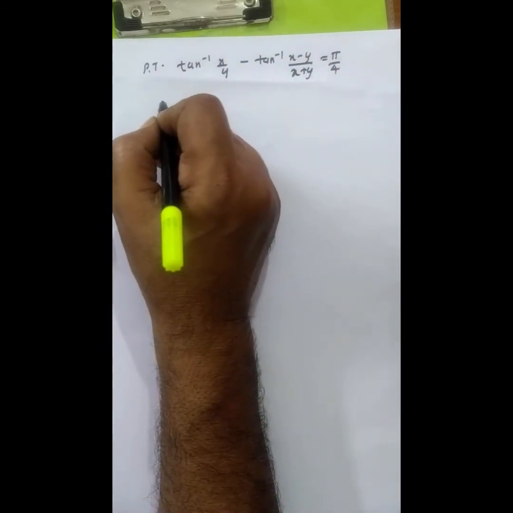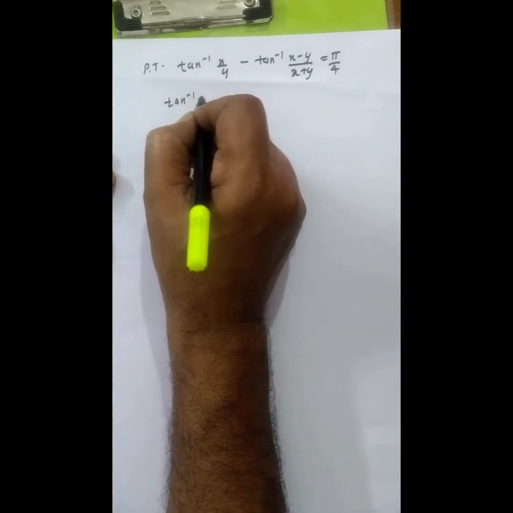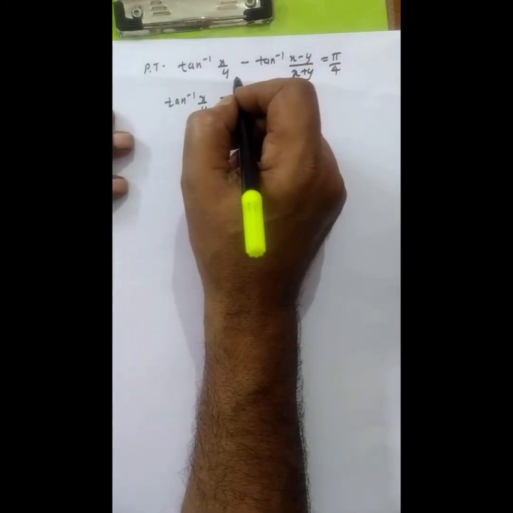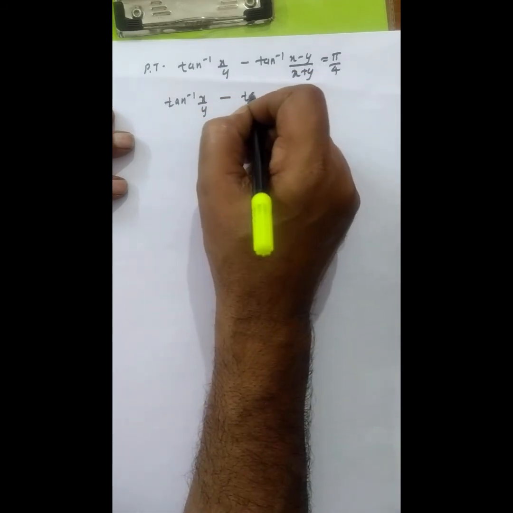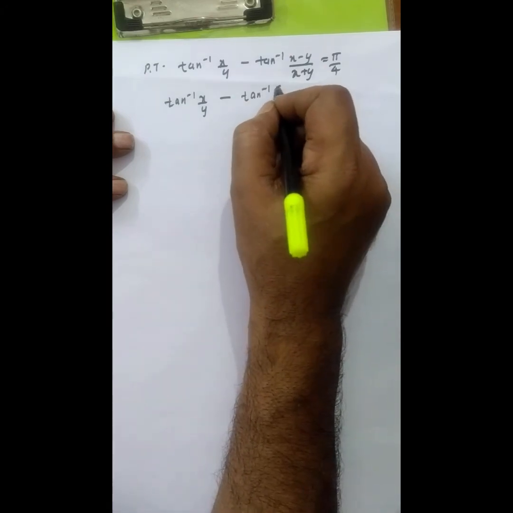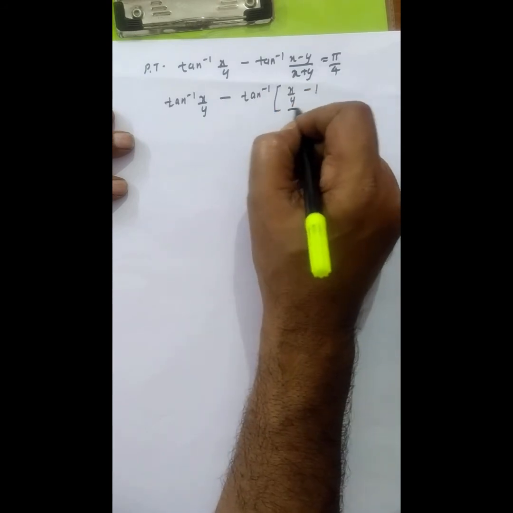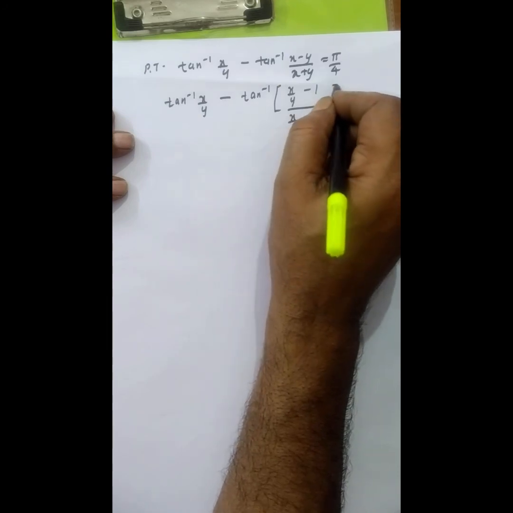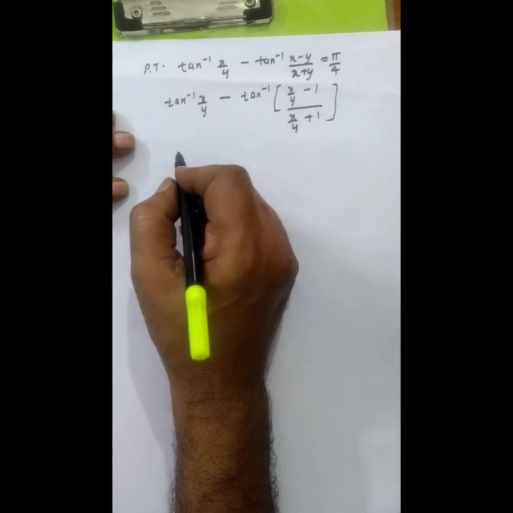So the left hand side I will take and solve. This tan inverse of x by y I will keep as it is, and for the right hand side I will divide throughout by y. So this will be tan inverse of x by y minus tan inverse of, if you divide by y, this will be x by y minus 1 divided by, this will be again x by y plus 1. So I divided throughout by y. Next we'll come to know why it is divided by y.